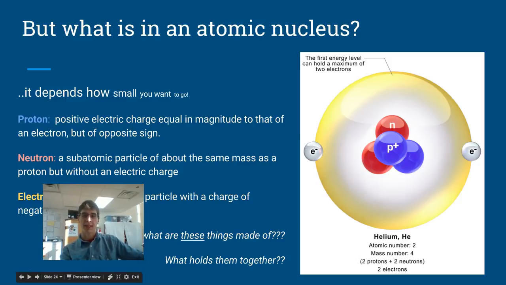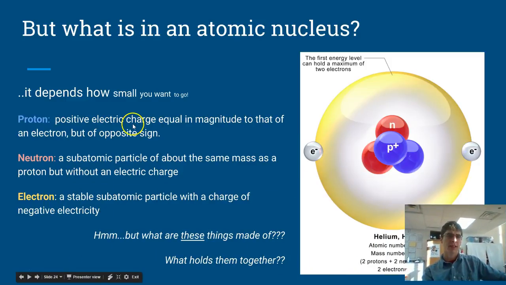Okay, what is in an atomic nucleus though? It depends on how small you want to go. The level that we need to know is that any atom is made out of 3 elementary particles. One of which is called the proton. It's at the nucleus of an atom, and this is a positively charged particle. It has another particle called the neutron, which has no charge. It's neutral, thus the neutron. And they're both pretty similar in mass, and they compose the nucleus, the center of an atom. And they're held together by something called the strong force.